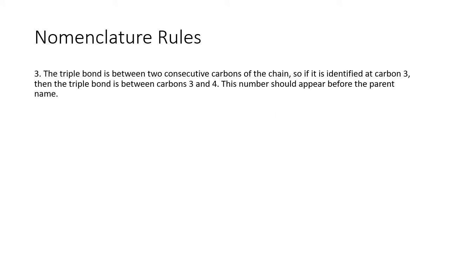The next rule is that the triple bond is present between two consecutive carbons. So if it is identified at carbon 3, for example, then it would be between carbons 3 and 4. That first number indicates the first position where the triple bond is at. So just as we saw in the previous example, that number needs to appear before the parent of the compound that we're naming. So let's do another example here, a couple more practice problems.